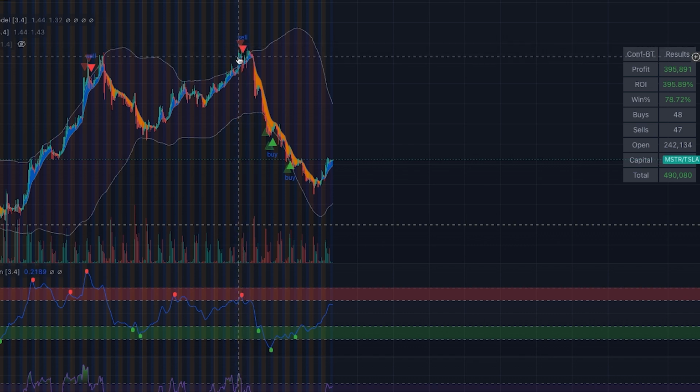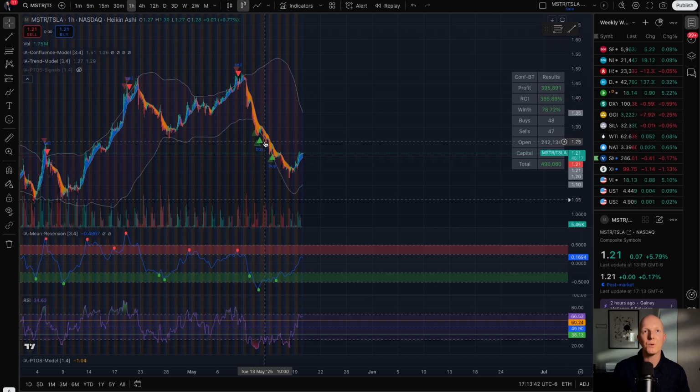So we see that signal, we have the mean reversion spike, RSI is spiked, and once the trend flips right here, that's your sign to swap from MicroStrategy into Tesla, and you ride this all the way down. And you're starting to get these buy signals here, which is telling you that the price action is aggressive and the signals are firing for this to be a swap, but the trend is still down.